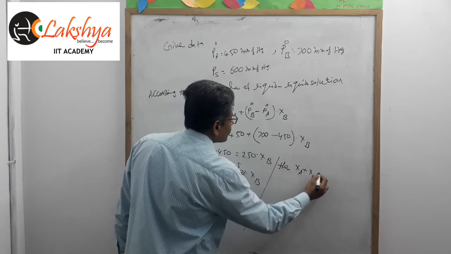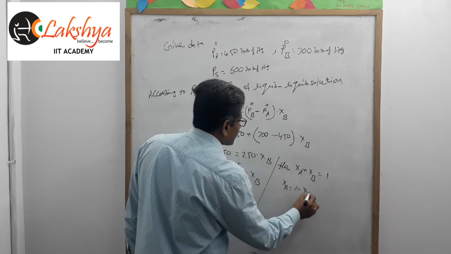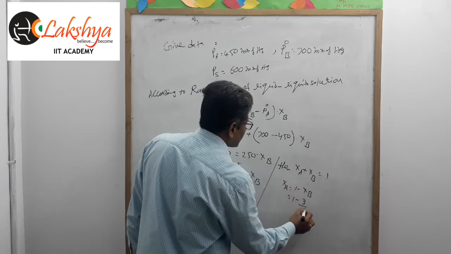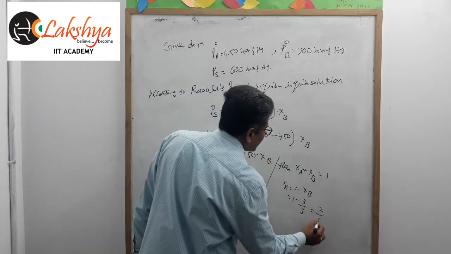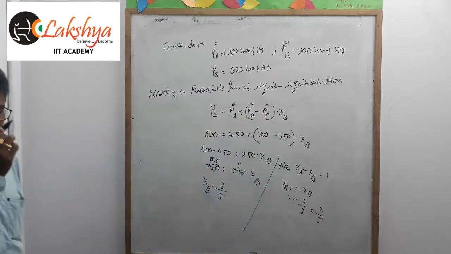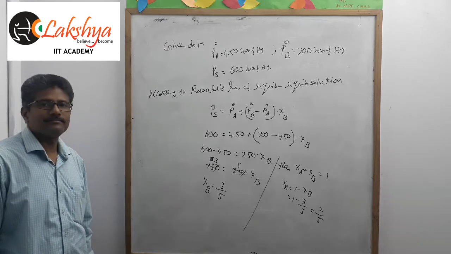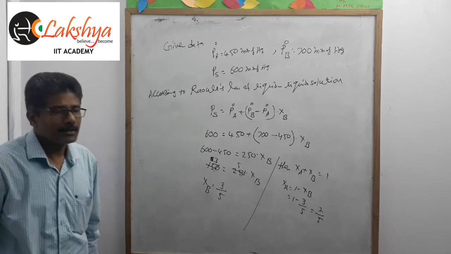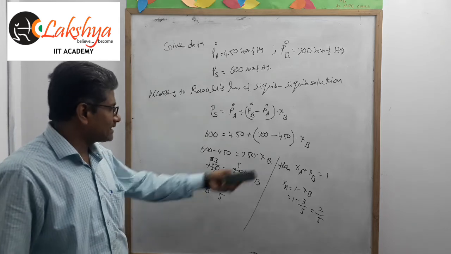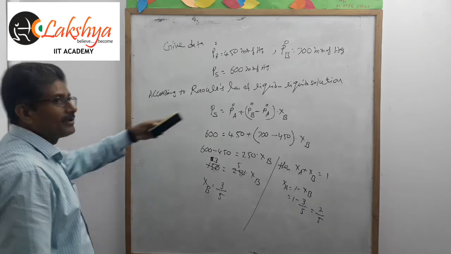Then XA plus XB is equal to 1. So XA is equal to 1 minus XB, 1 minus 3 by 5, nothing but 2 by 5. That is the answer. It is one question. Note down. Stop the video and note down. Okay, XA, XB are completed. Then he is asking YA and YB also.